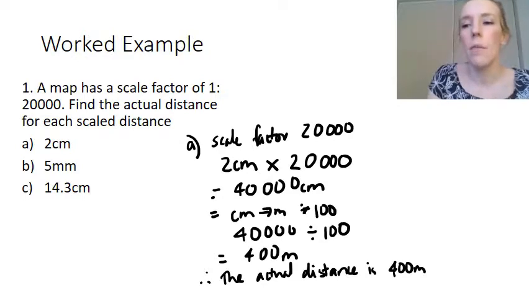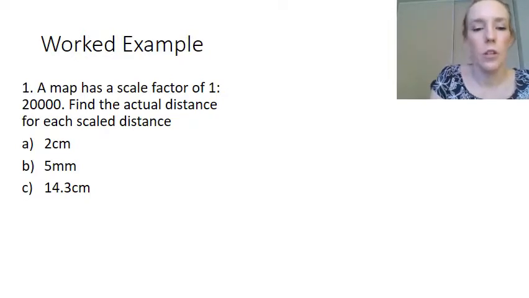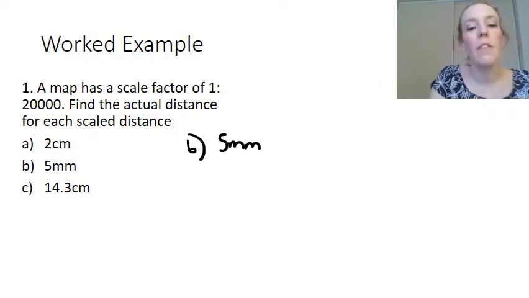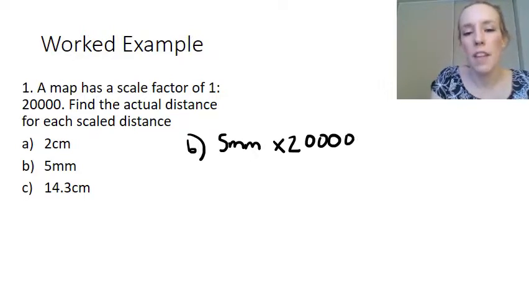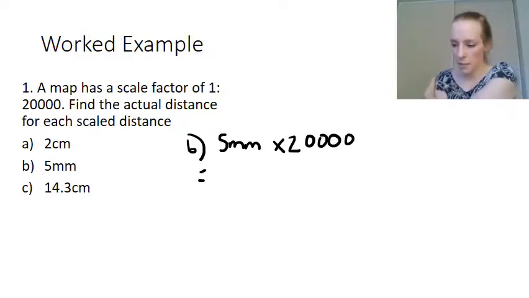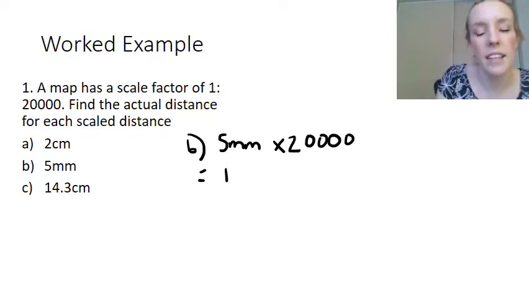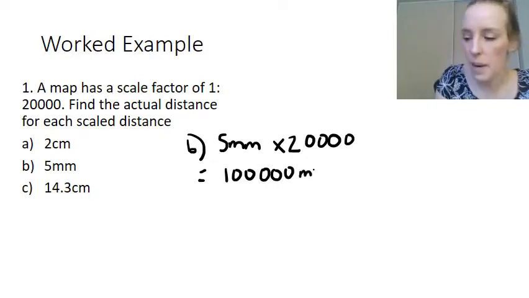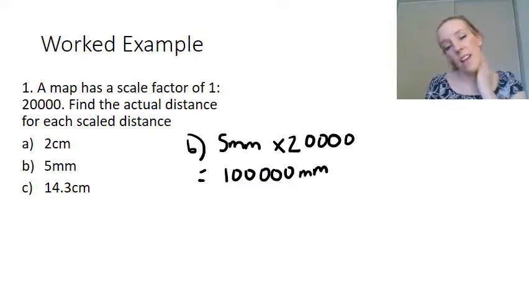Okay, then we'll do B. For B, we've got 5 millimeters, and we're converting to our actual distance. So again, we're going to multiply. So we're multiplying by the scale factor, which is 20,000. So 5 millimeters multiplied by 20,000 is going to be 100,000. So it's 100,000 millimeters. Again, that's not really a great unit.